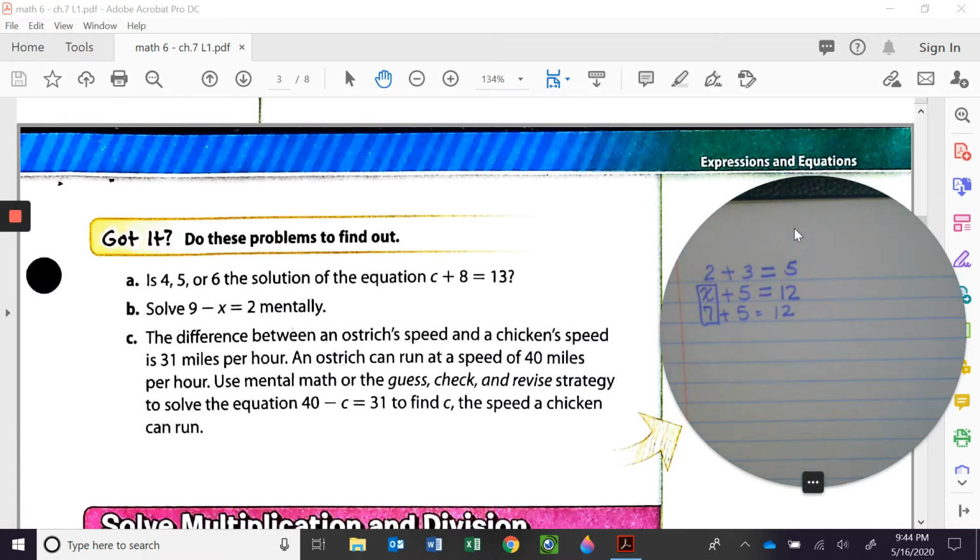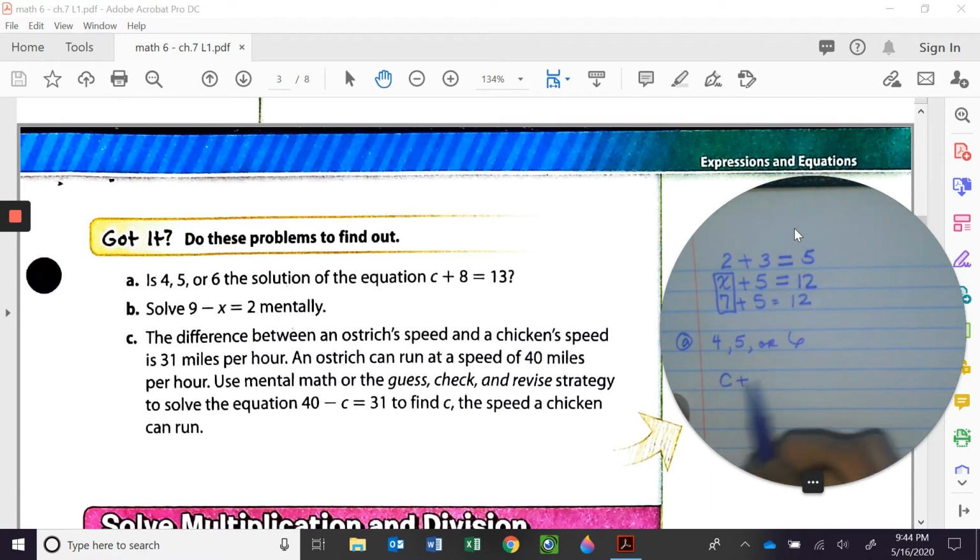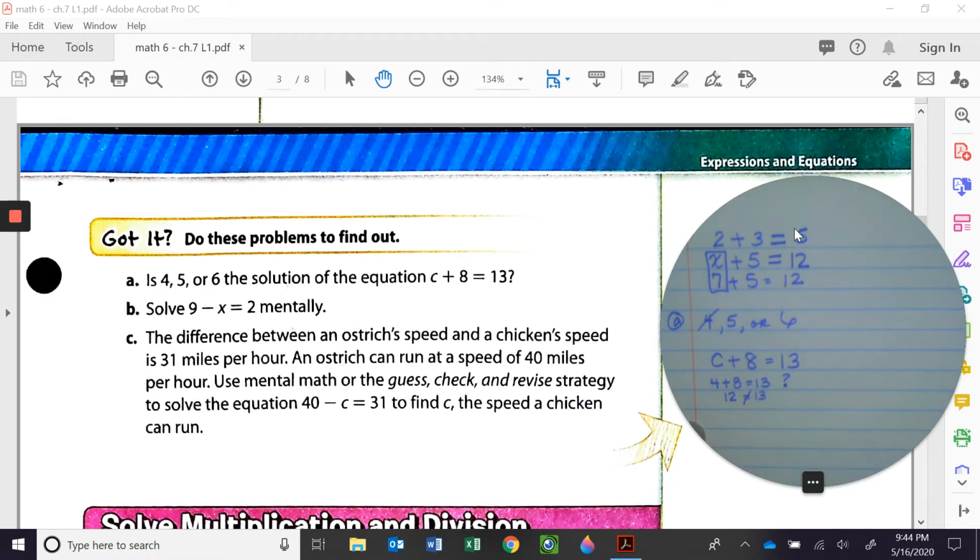All right, so it says 4, 5, or 6 is the solution to c plus 8 equals 13. So all they want us to do is try it out. Okay, so does 4 plus 8 equal 13? So it's asking, is this true or false? Well, 4 plus 8 is 12. Does 12 equal 13? No, it does not. So 4 is not our answer. Okay, let's try the next one. How about 5 plus 8? Does that equal 13? Well, 8 plus 5, that's 13. Does 13 equal 13? Yes, it does. So we know that 5 is our answer.